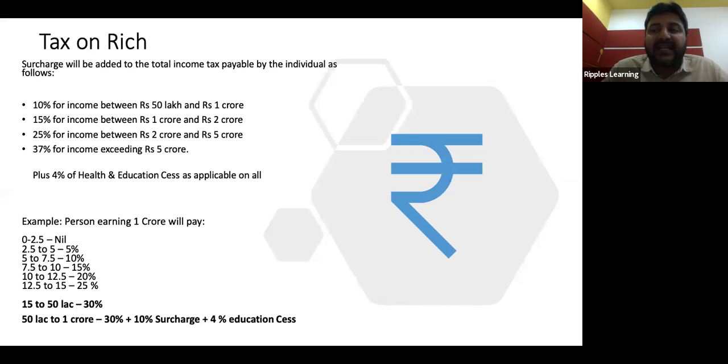So if my net tax payable, let's say, was 10 lakhs, I'll pay a 10% surcharge, which is equal to 1 lakh rupees. So I'll be paying 1 lakh if my earnings are between 50 lakh and 1 crore. Clear to everybody? A quick yes would help, right?